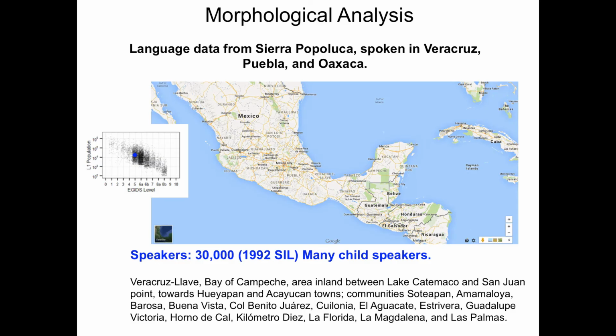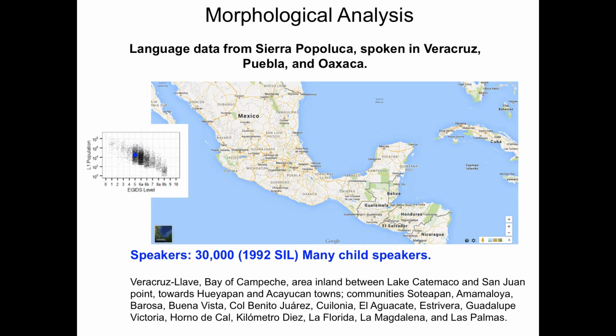We are going to do this now with some language data that comes from a Native American language from Mexico. It's called Sierra-Popoluca, spoken in Veracruz, Puebla, and Oaxaca. I have a map of Mexico here. The last census that they took of speakers was in 1992, so that's old. At the time, they had 30,000 speakers, which is not great, obviously, but many of them were child speakers. That is always a good sign. I'm showing you the language cloud graphic here from Ethnologue, and the blue dot in it represents how Sierra-Popoluca is doing in terms of intergenerational disruption. So we're moving on from here.